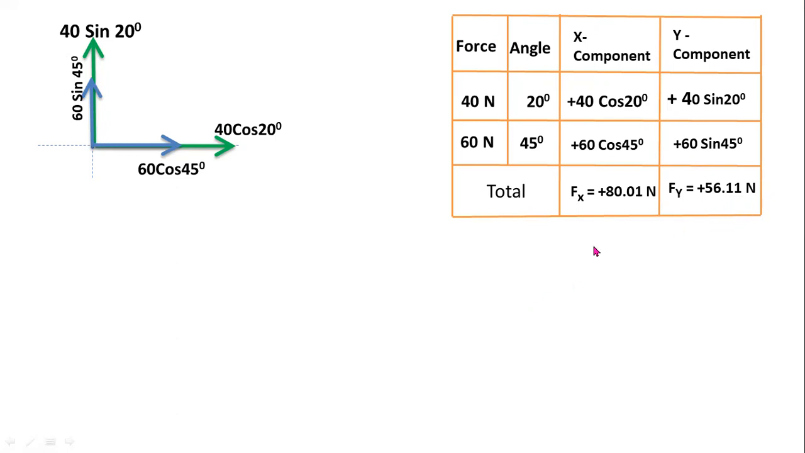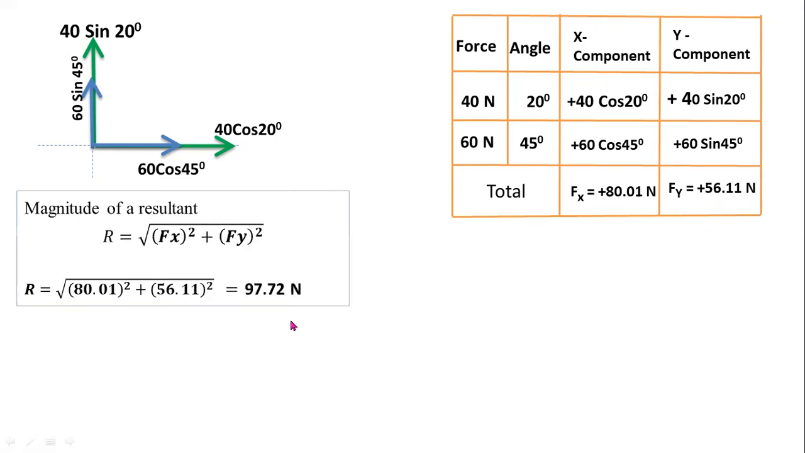Now, you have to convert these two forces into a single force. Again, you have to convert these two forces into a single force. For converting, you have to use the magnitude of the resultant. Here, we already know the formula for the magnitude of the resultant: resultant equals square root of horizontal forces squared plus vertical forces squared. Here, we already know the values.